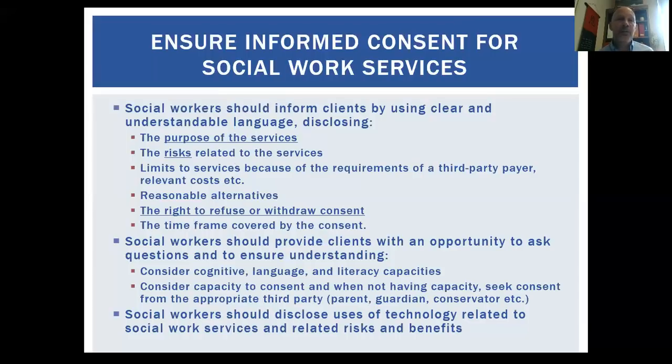Finally, social workers are advised to talk about any technology that may be a part of the services, and to make sure the client has access to that, and that there aren't unintended risks involved in that. So that may be working in a healthcare system and having an electronic medical record, and simply explaining how records are kept in your setting.